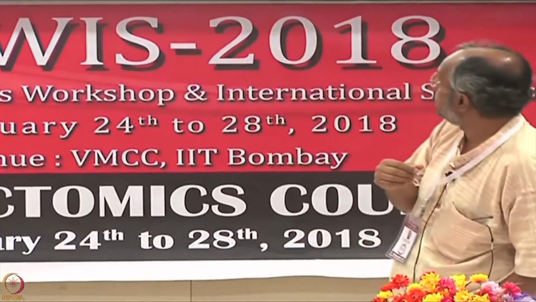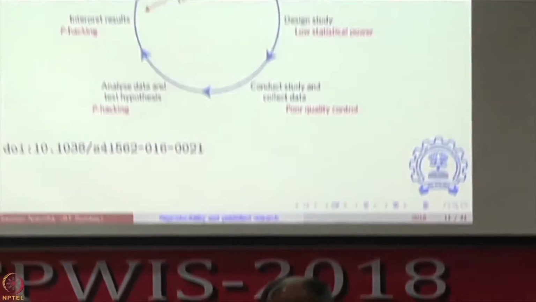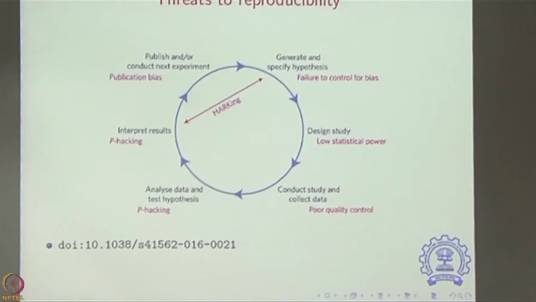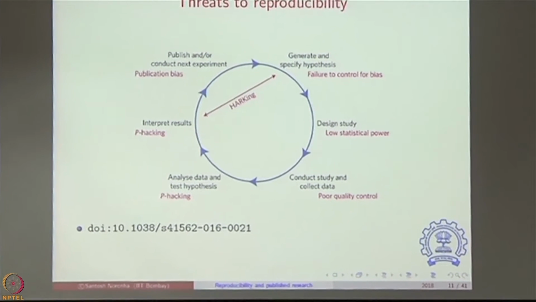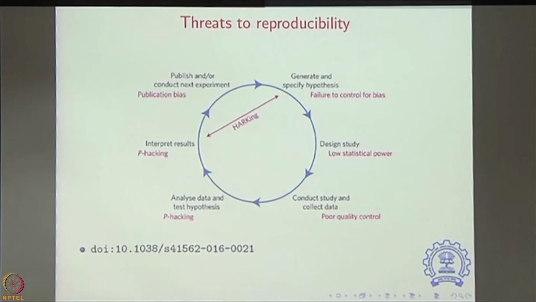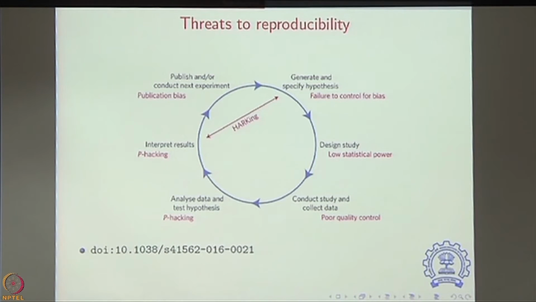But take these points in the context of what threatens reproducibility. I'm not sure you can see this very clearly. Some interesting buzzwords, interesting terms, which later on I really recommend all of you go look up. So if you look at this cycle, and in fact it's a cycle because it's a publication cycle.